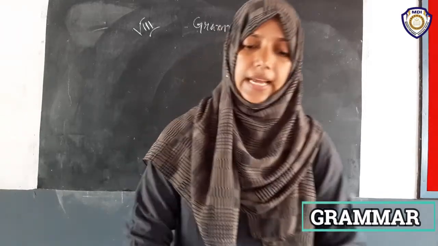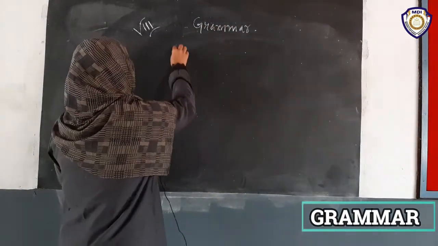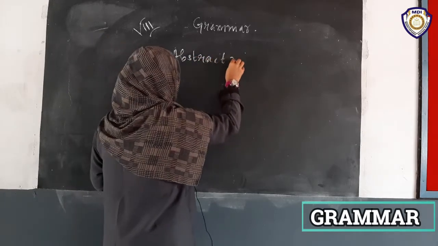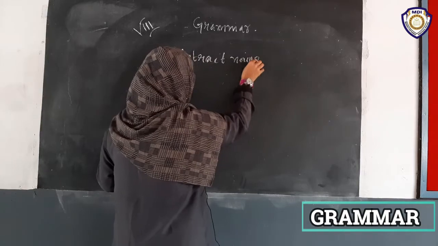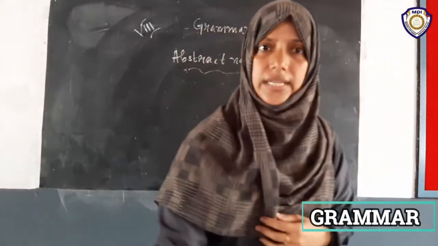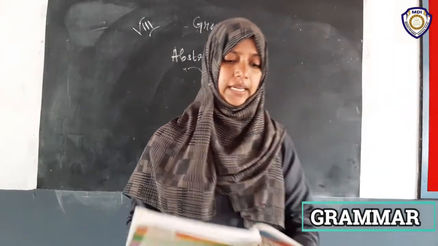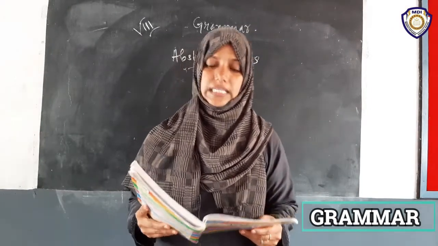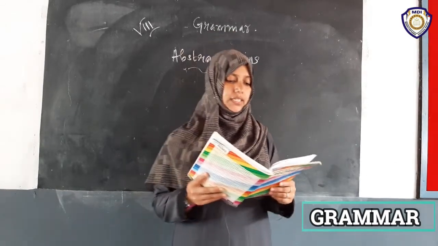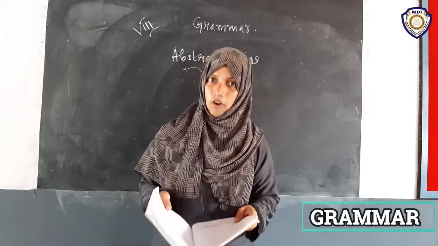Then today we are going to discuss abstract nouns. What is that? Abstract nouns. We already discussed them in our 7th standard. The abstract noun is a name of something that you cannot touch, taste, hear, smell, or see. It refers to a thing which does not have a material form.